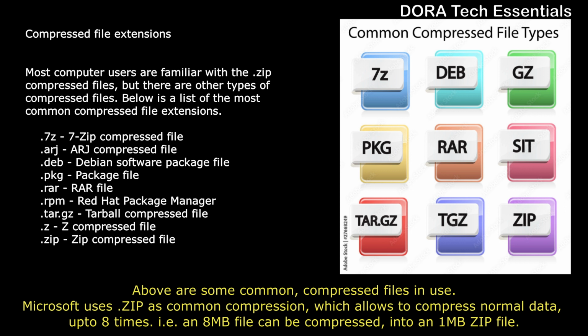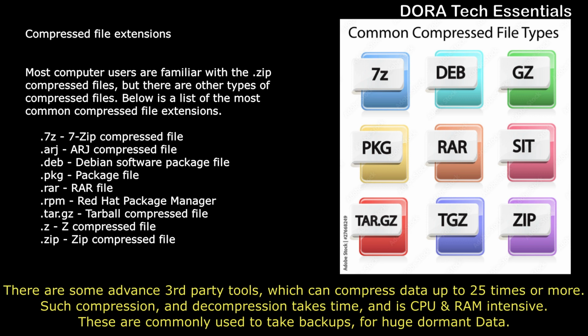Microsoft uses .zip as a common compression, which allows you to compress normal data up to 8 times, i.e. an 8 MB file can be compressed into a 1 MB zip file. There are some advanced third-party tools which can compress data up to 25 times or more. Such compression and decompression takes time, and is CPU and RAM intensive. These are commonly used to take backups of huge dormant data.